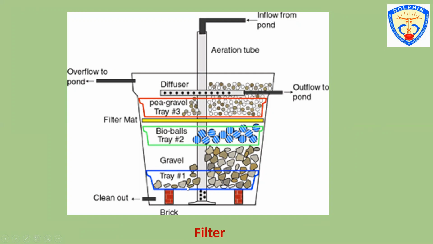At the bottom, there is tray 1 where the gravels are placed. At tray 2, bioballs are placed. There is a filter mat between tray 2 and tray 3, and in tray 3, pea-sized gravels are placed. And if the pond water is poured in this aeration tube, it will be filtered and clean water will be received at the bottom. Thank you.